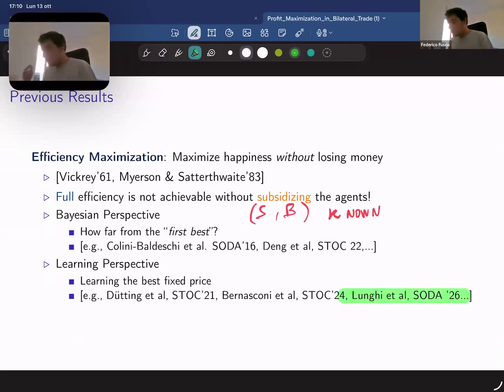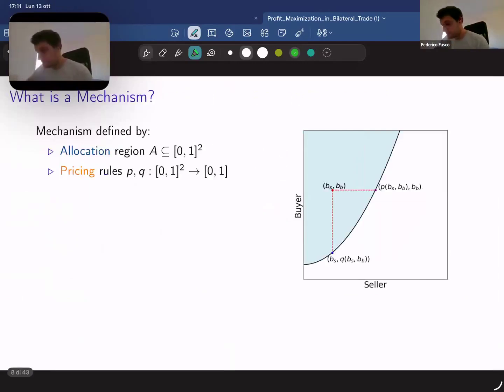But still, all these works were about efficiency maximization. So trying to understand how to maximize gain from trade or social welfare, or get a meaningful constant out of it. What we kind of asked ourselves in this paper is to say, okay, what can we say about profit maximization? And in particular, what can we say in profit maximization from the learning perspective? So if there are no questions, let's try to get a better understanding of what's going on.